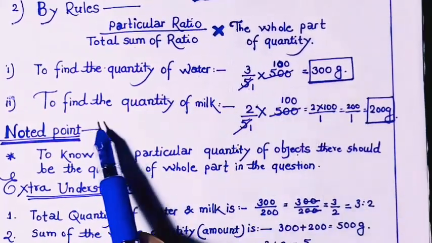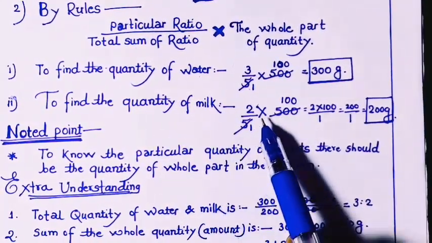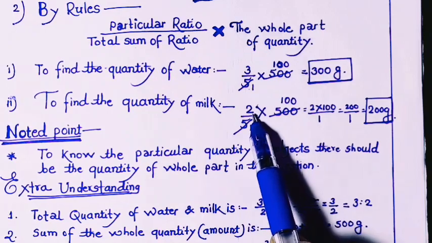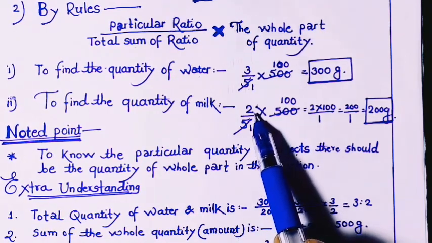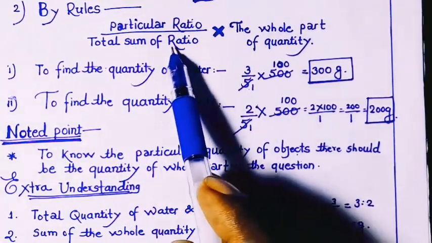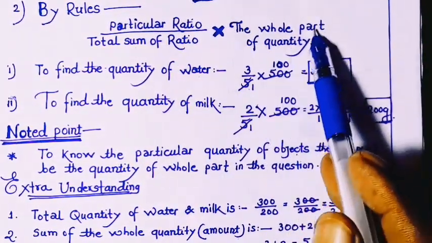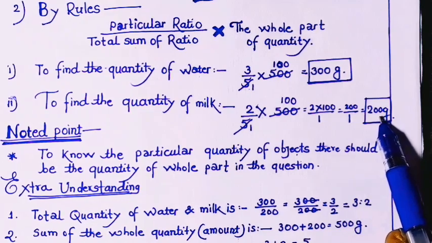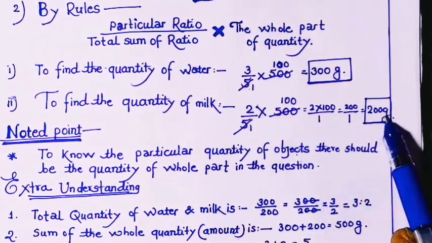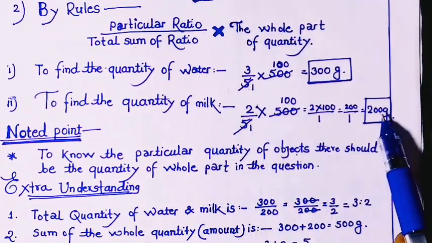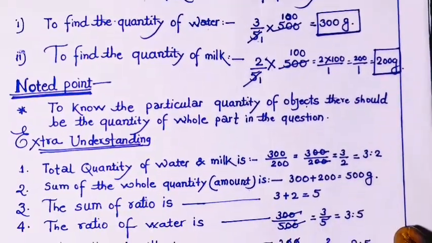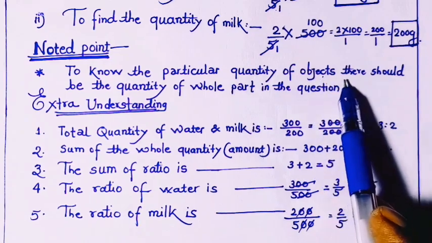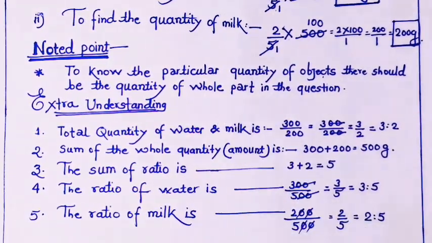The second question is to find the quantity of milk. Particular ratio 2, the number of ratio of milk, 2 by the total sum of ratio 5, into the whole part of quantity 500 grams, and finally in the last it gives 200. So the total quantity of milk is 200 grams. Noted point: to know the particular quantity of the objects, there should be the quantity of the whole part in the question.